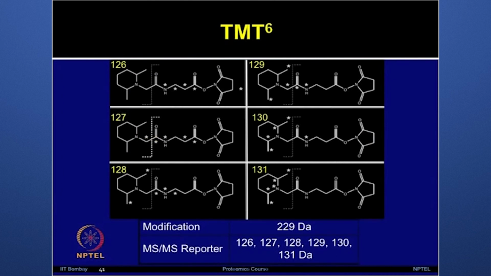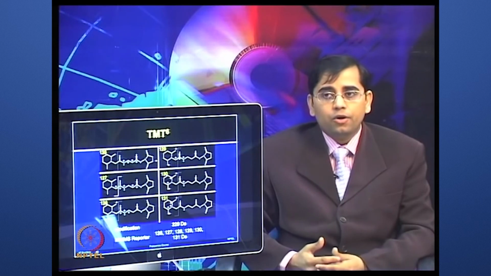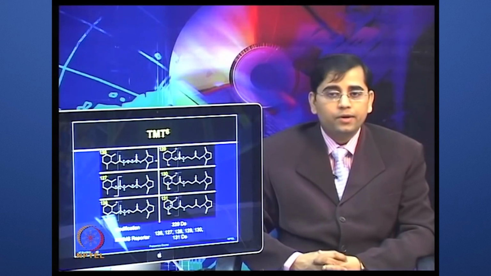Let us now look at the TMT 6-plex reagent. It allows the comparison of up to 6 conditions. The MSMS reporter ions, as you can see in the structure, are 126, 127, 128, 129, 130 and 131 Daltons. So, the TMT 6-plex reagent allows comparison of up to 6 conditions. It could be useful for studying time course, drug dose responses, replicates or multiple sample disease comparison. The modification is 229 Daltons.